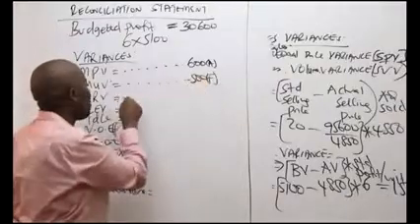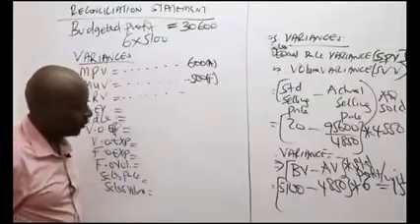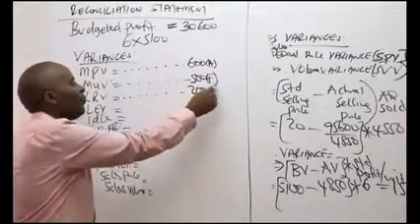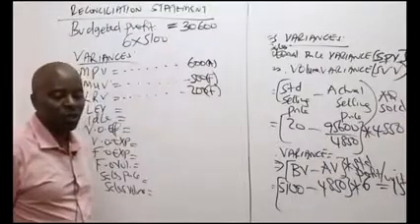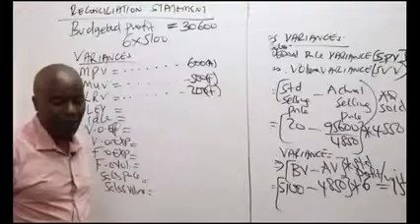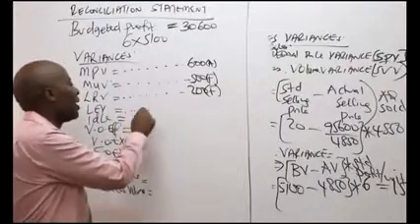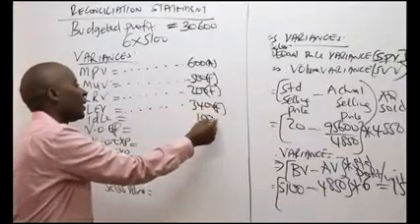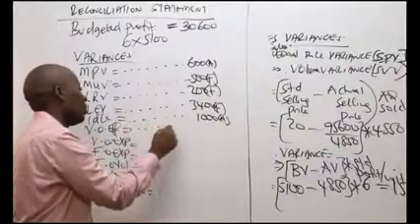How about labor rate variance, LRV? 200F. How about LEV, labor efficiency variance? What do we have there? 3,400F. How about idle time? I know it's 1,000 adverse. How about variable overhead efficiency?